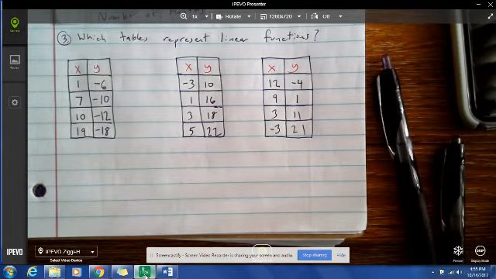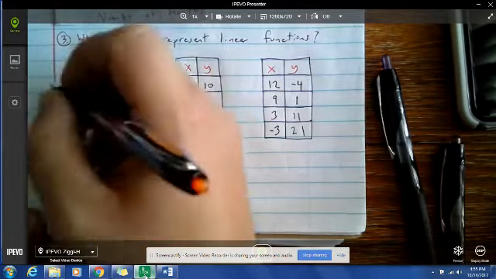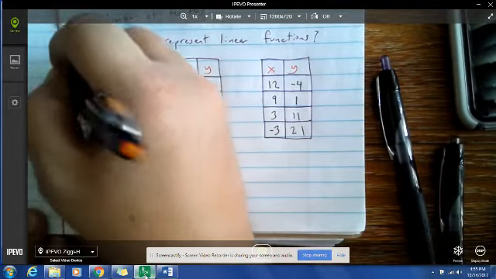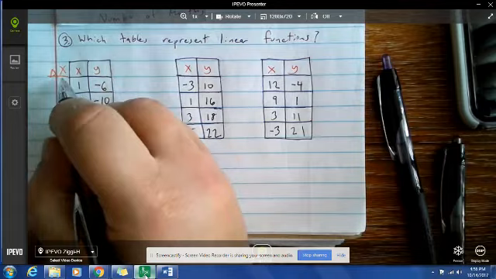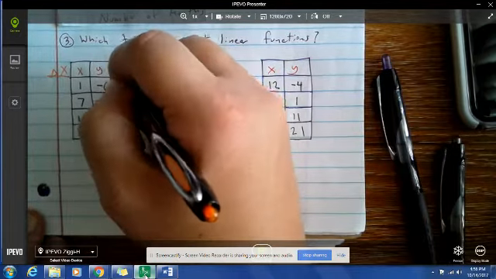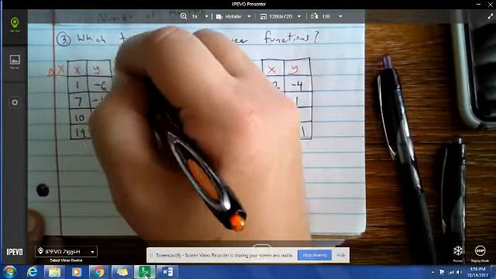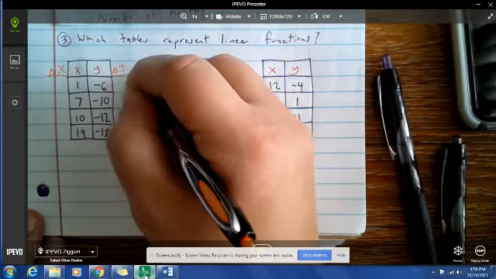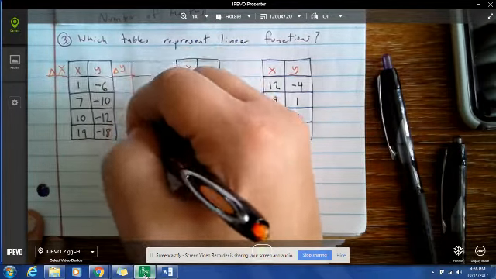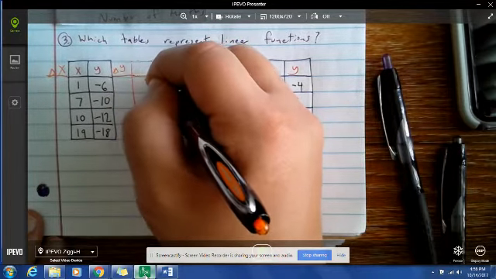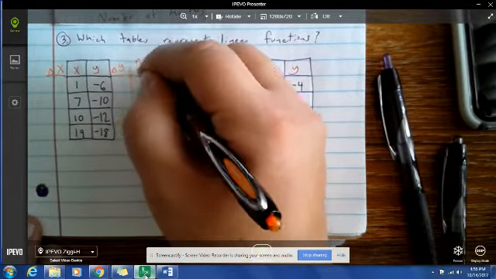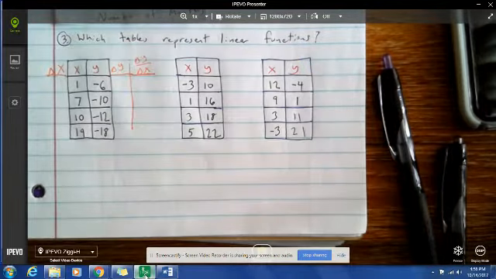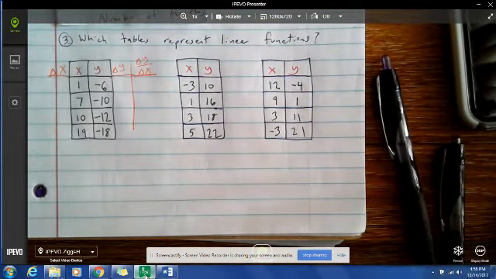So here's what we're going to do, okay? I'm going to branch out and make an extra column and put this. This is delta x, which means change in x. Branch out here, delta y, and then one more, which is delta y over delta x. Okay, so bear with me.